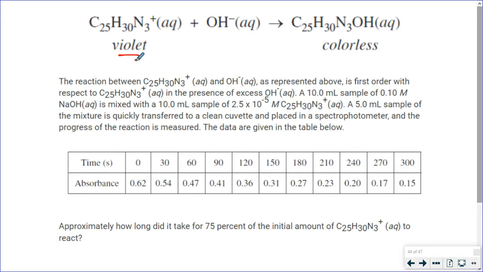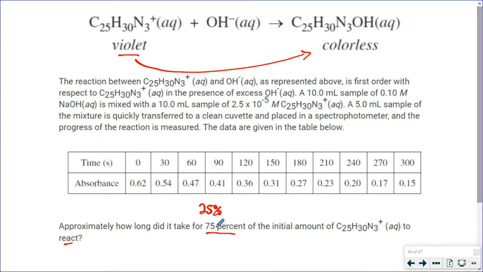The reason it goes down is because we have violet turning into a colorless compound and less light gets absorbed by it. Now the question asks you, approximately how long did it take for 75% of the initial amount to react? How much do we want left over then? We want 25% left over. And I think some of you probably did this. You went right to this column and said, where does 25% occur? It looks like 25% occurs maybe somewhere in between these two or around 200, and you chose 200 or close to 200 for your time.